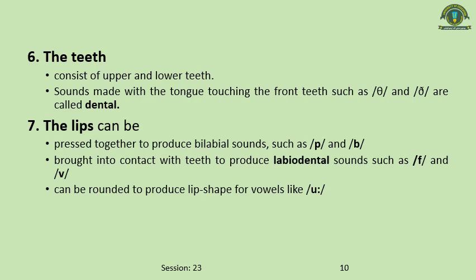At the same time, there is a vowel sound primarily, ooh. What happens in fact? We round the lips sometimes. They can be rounded to produce lip shape for vowels like ooh. So when we want to produce the sound ooh, we have to round our lips. That is the part played by our lips. They can be pressed together to produce bilabial sounds such as pa and ba, brought into contact with teeth to produce labiodental sounds such as fa and va, and rounded to produce lip shape for vowels like oo. Okay?